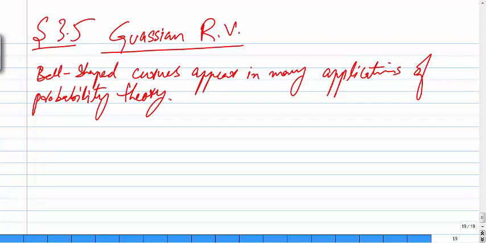So the probability models in these applications are members of families of Gaussian random variables.